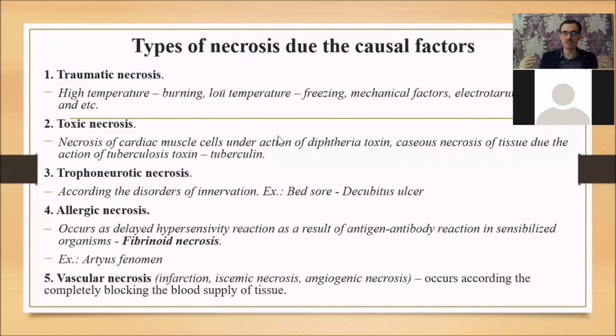We discussed the stages of necrosis and the demarcation line, and there are types of necrosis due to the etiological causal factors. We will use some classifications. One of them is the etiological classification of necrosis. First, traumatic necrosis.